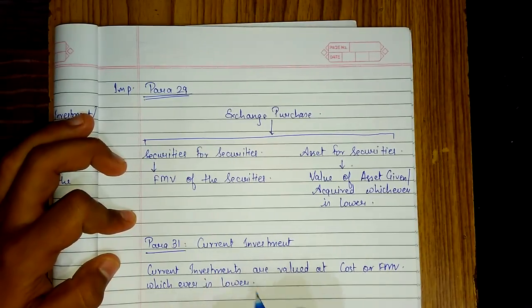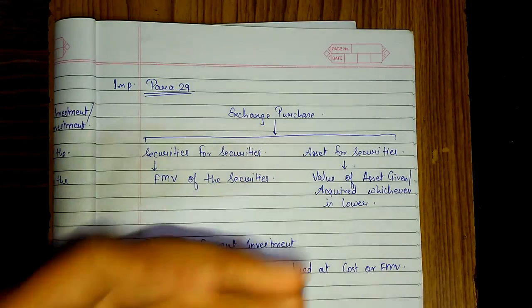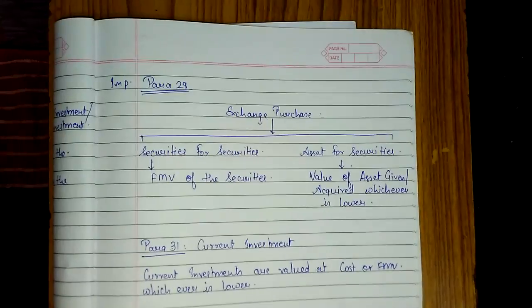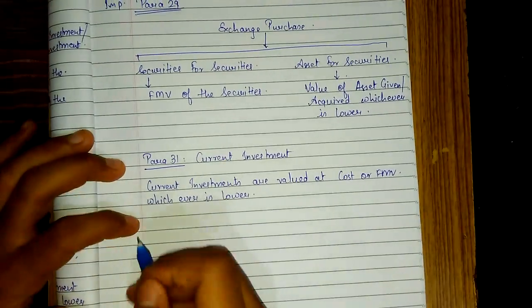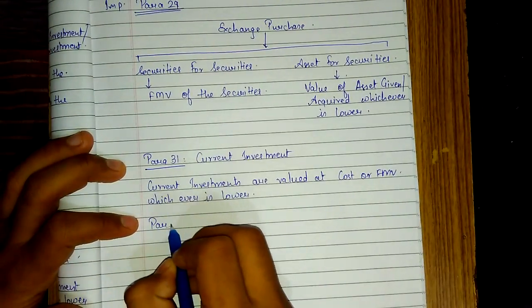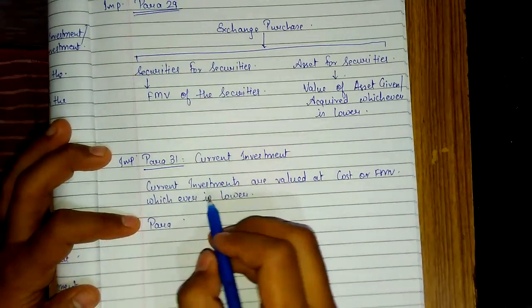If you remember, closing stock is also a current asset. I told you when I was telling you para 7, I just wrote stock. So stocks and current investments are the same. So they will be valued at cost or fair market value, whichever is lower in the books of account. Now there are questions asked on this also, so please mark it important. Para 32.